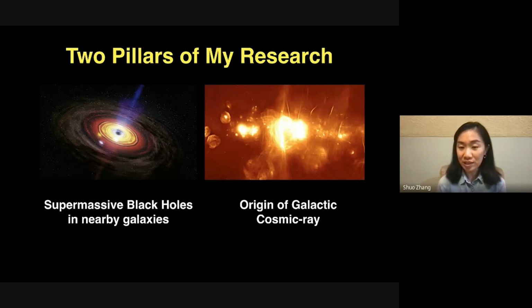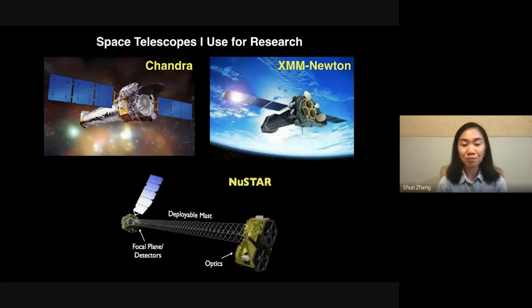Another of my research interests is where the cosmic rays come from within our galaxies. Cosmic rays refer to very energetic charged particles moving at relativistic speed. They're very fast and very, very energetic. But this is a whole other story that is worth another lecture. Today, we are going to focus on our own supermassive black hole at the center of the Milky Way galaxy.